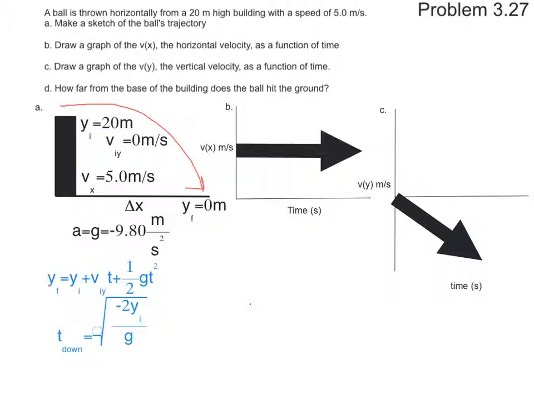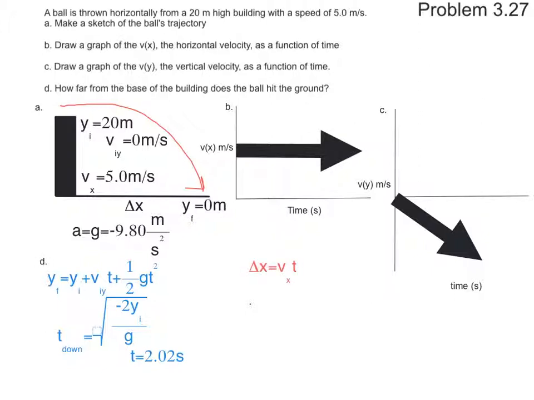That's the time down. But we know that this is just the first part of that problem. What the problem is actually asking me for, and this again is part D, is how far away, or how far from the base of the building, does the ball hit the ground. So I'm actually looking at the displacement in the x direction, and the displacement in the x direction is undergoing uniform motion. So we have the easiest formula of delta x equals vx times t.